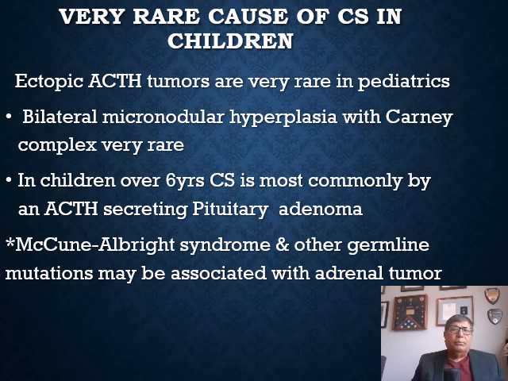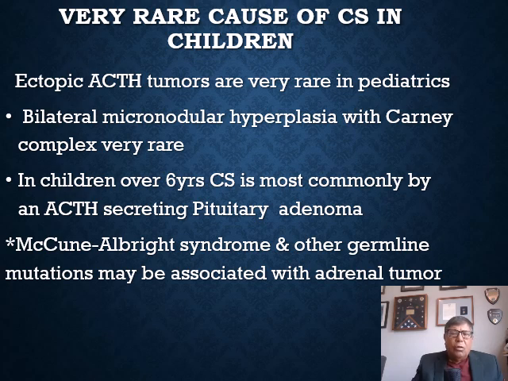In children over 6 years of age, however, the most common cause of Cushing syndrome is ACTH secreting pituitary adenoma. And I just want to emphasize again that when the ACTH comes from the pituitary gland, that's Cushing disease. So ACTH secreting pituitary adenoma is most common after the age of 6.